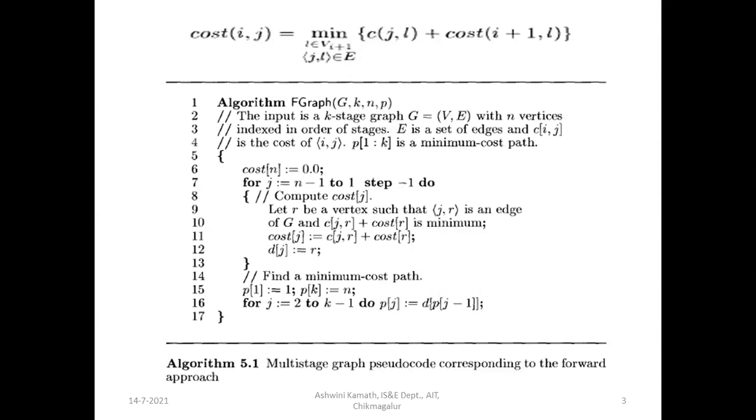Okay, let r be a vertex such that j comma r is an edge of graph G and C of j r plus cost of r is minimum. So here you can notice with the forward approach equation, we have C of j comma L. In place of L we have r here, and cost of r in place of cost of i plus 1 comma L.